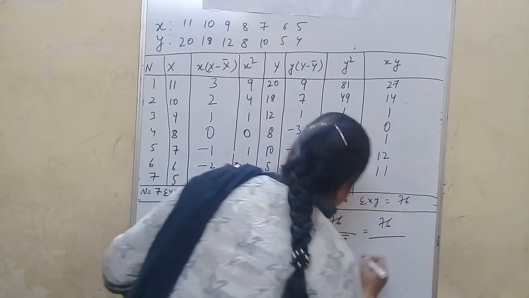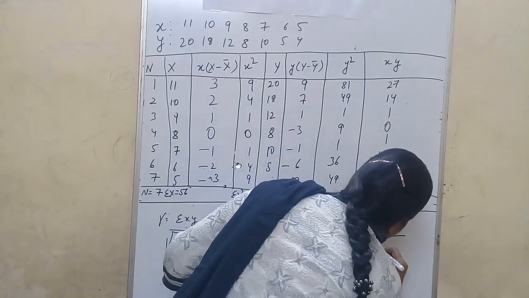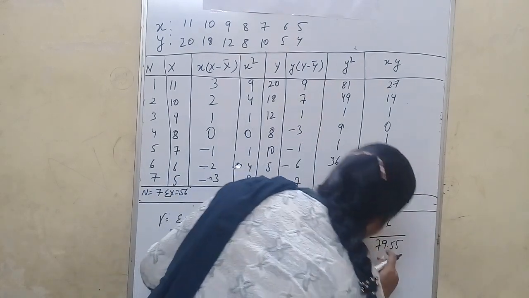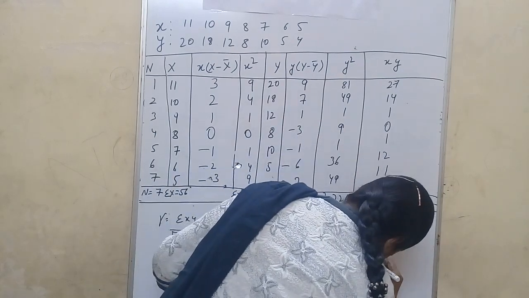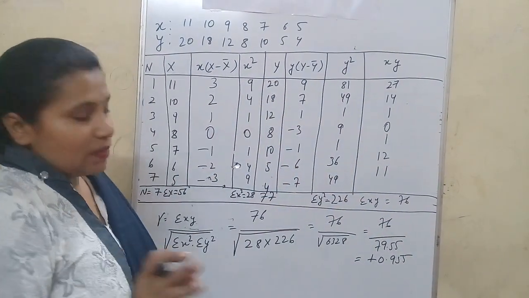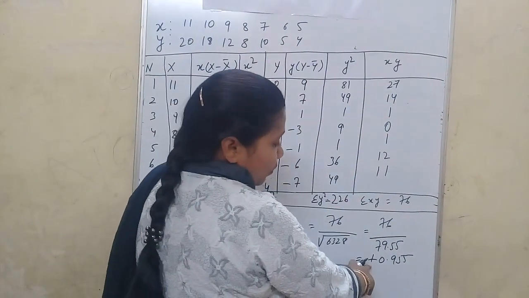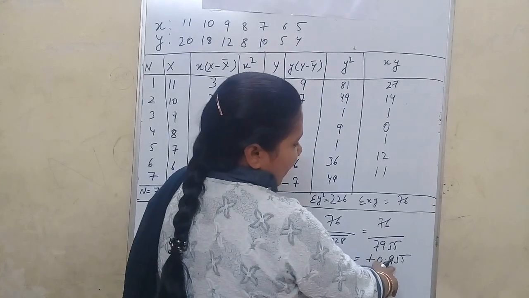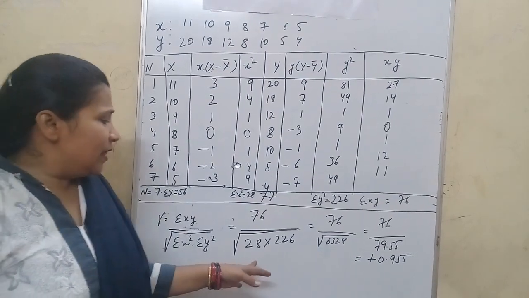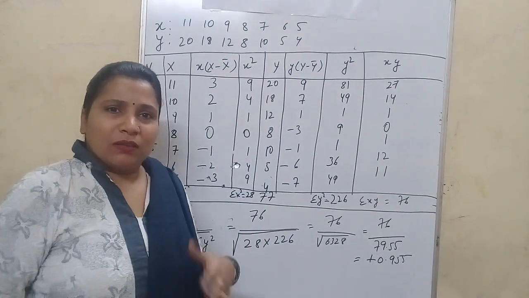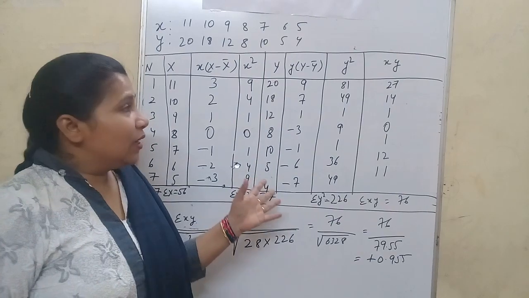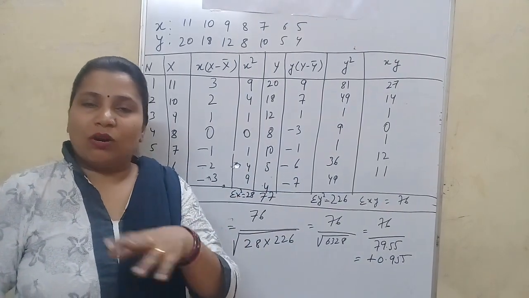76. When we take the root, we will get 79.55. When you divide this, you get the answer, which is a positive correlation, 0.955. You got it? I have not explained the root part because every student knows how to calculate the root.